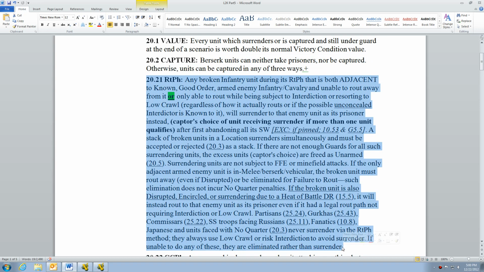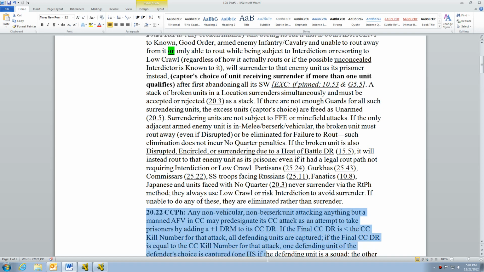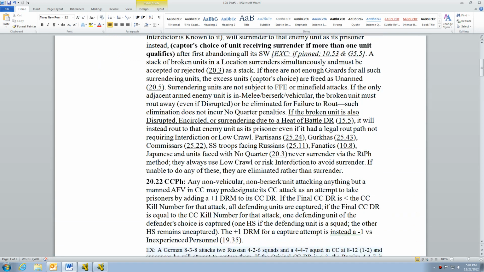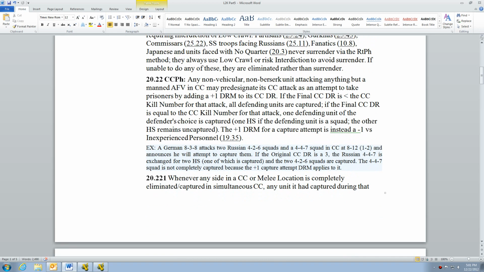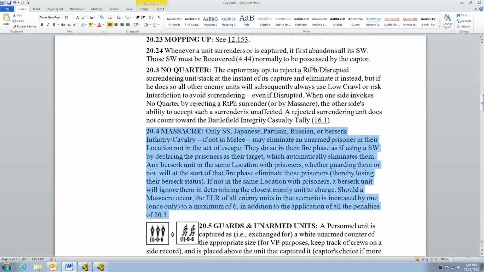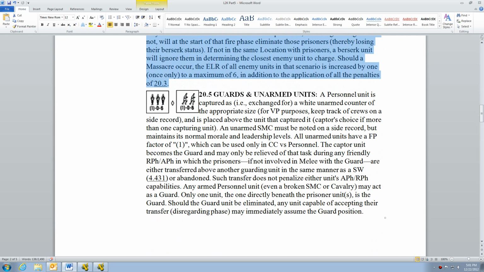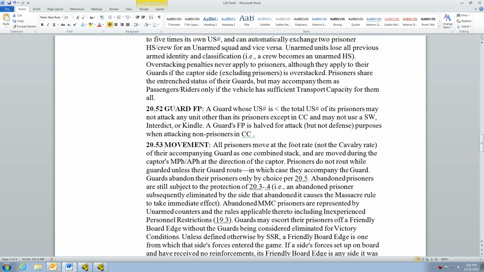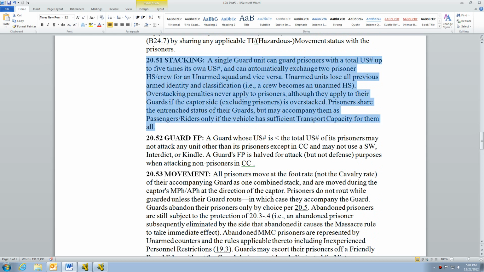20.21 and 20.22 are the rules for when units will surrender. So make sure you read through those, understand these rules really well. And then all the other rules kind of just associate with it. If you invoke no quarter, if you take prisoners and then decide to kill them for whatever reason, you're going to invoke the massacre rule. Here's the rule on the guards and the unarmed units. The stacking, how much a guard can possess.